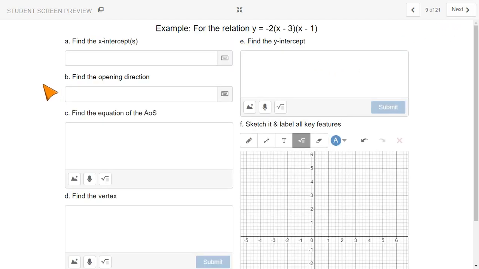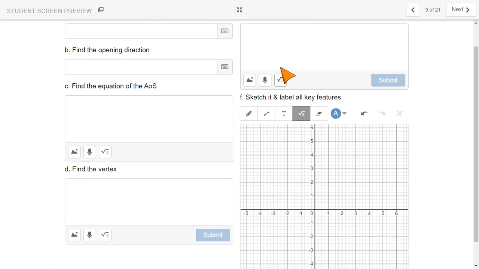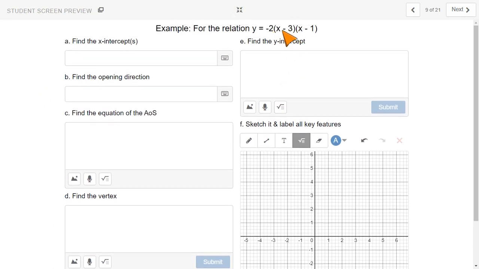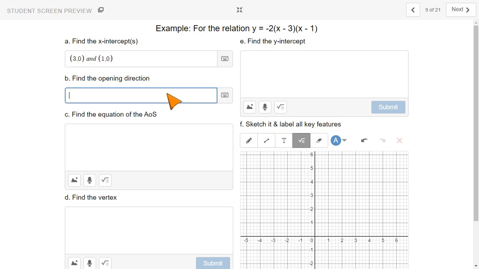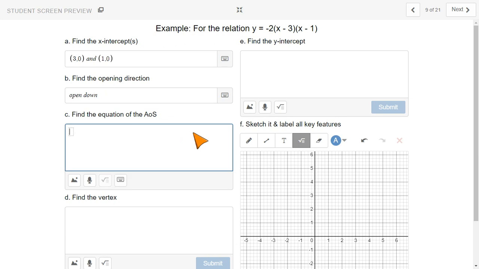Okay, in this example, we are given a function y is equal to negative 2 times x minus 3 times x minus 1. Find the x-intercepts. I know that I'm going to make each of these brackets equal to 0. So the first bracket, we would have 3 and 0, and our second bracket would become 1 and 0. Find the opening direction. Opening direction is determined by the a. Our a in this case is negative 2, so this is going to open down.